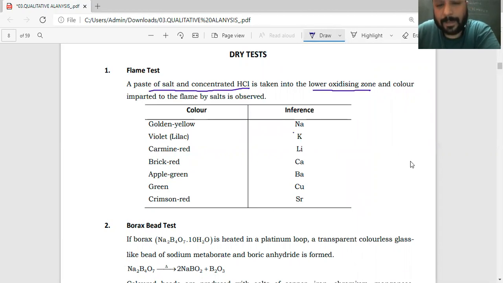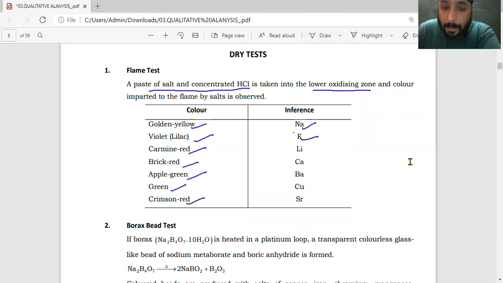Now, we have done these flame tests already in alkali metals and alkaline earth metals. You know that sodium will give a golden yellow color to a flame. Potassium gives a violet color, also known as lilac, and lithium gives a carmine red. Calcium gives brick red color. Barium is a very beautiful apple green color. Copper gives a green color, and strontium gives a crimson color. So these are the colors imparted to the flame by these particular metal atoms.